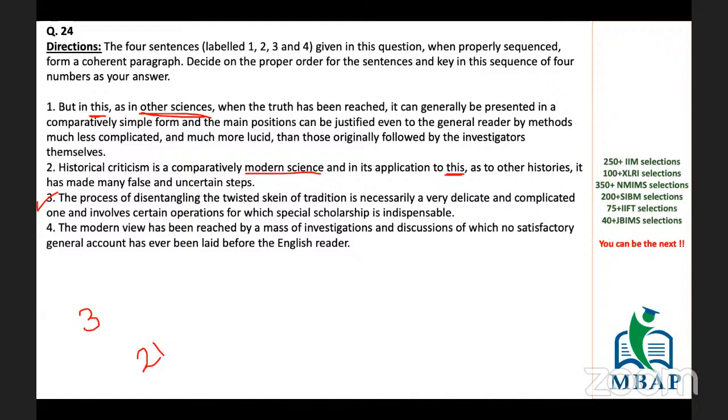Now, I'm left with the fourth. All I need to decide is whether this four will follow after three, or it will fall in last. Okay. Now, let's read the fourth one and see whether we can connect this to third one or we can connect this to first one. The modern view has been reached. Okay, modern view. Where was the introduction of modern view given? In second. So I cannot put this here. It will be here. So this becomes my sequence.